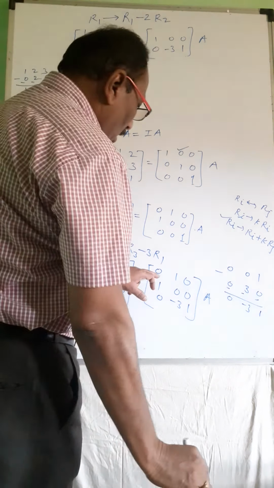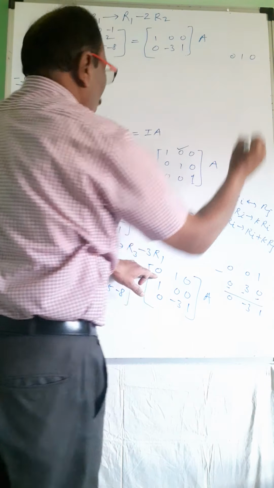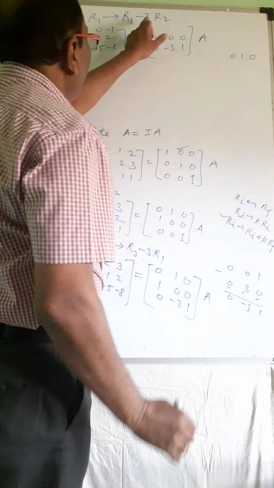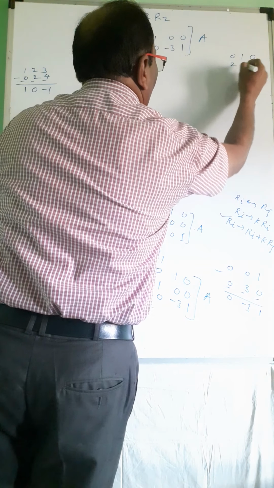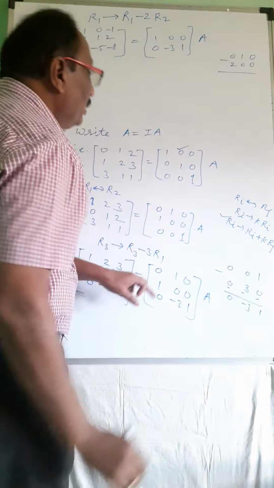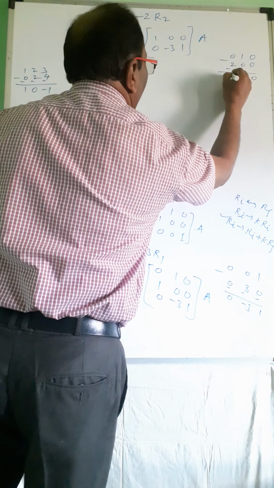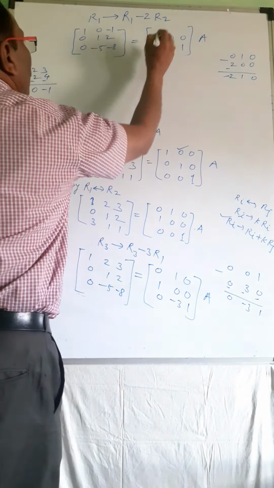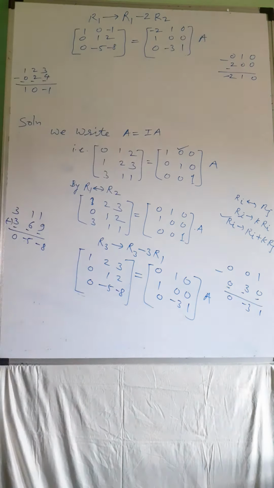Here also the first row is 0, 1, 0, and R1 minus 2 into R2, 2 into R2 means 2, 0, 0, that is subtraction. Here we get minus 2, 1 and 0 into A.